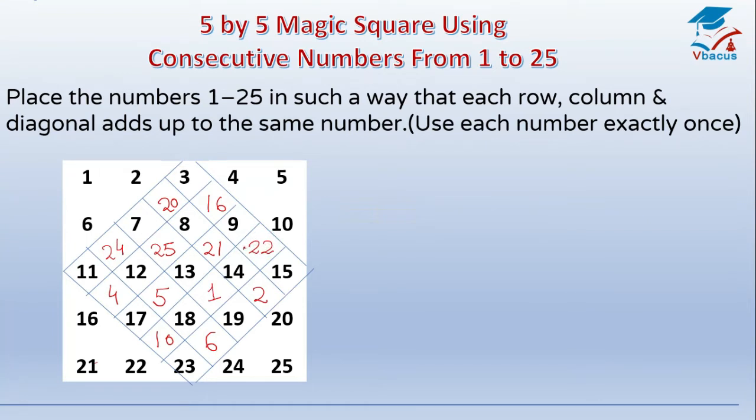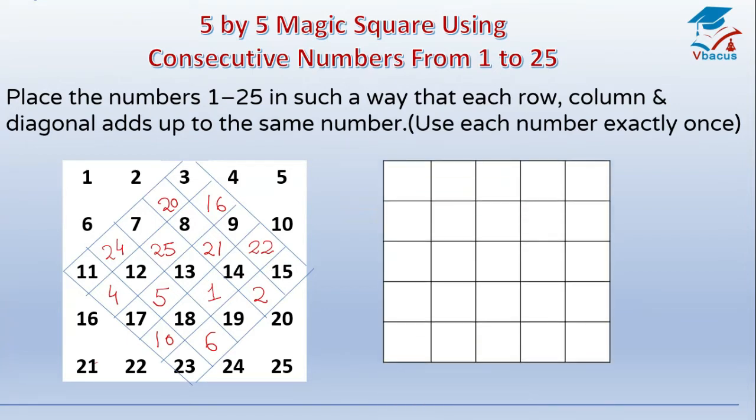Now we will fill up the magic square. Now see, 11, 24, 7, 23. Next row, 4, 12, 25, 8, 16.